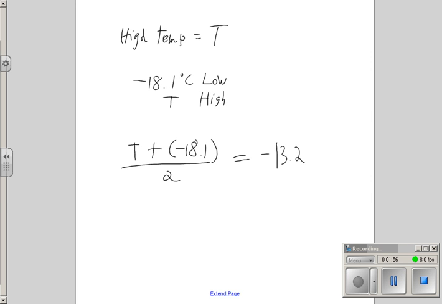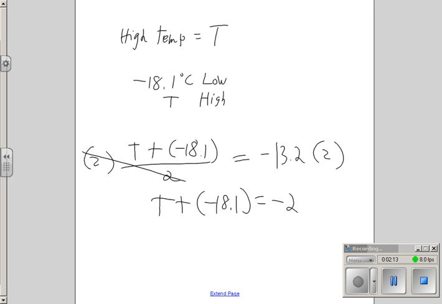So awesome. So all we have to do now is, since we've created our equation, which was the hard part, we just have to simply isolate the variable for t. So we're going to multiply both sides by 2 to begin. We're going to end up with t plus negative 18.1 equals negative 26.4. Let's add 18.1 to both sides. We'll just do it that way. That will cancel that out. I'm left with t equals the difference between 26.4 and 18.1.